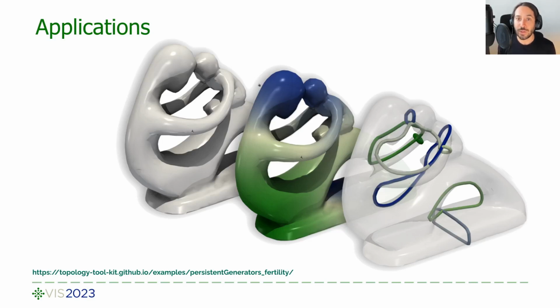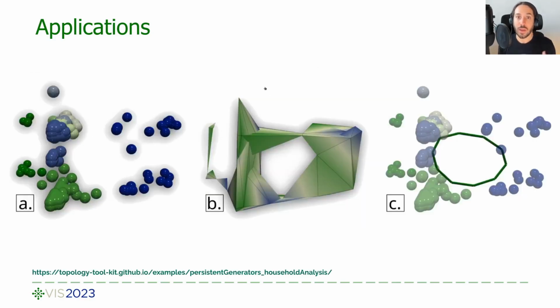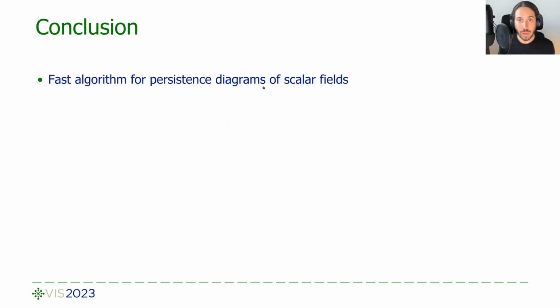And this can be useful, for instance, to extract surface generators in geometry processing, or to identify the atom rings with the most variation in electron density in quantum chemistry, or to identify the most important loops in the cosmic web. And as detailed in the paper, we can also apply this algorithm to identify circular patterns in abstract point cloud data. Alright, so in conclusion, we presented a fast algorithm for the computation of persistence diagrams of scalar fields.